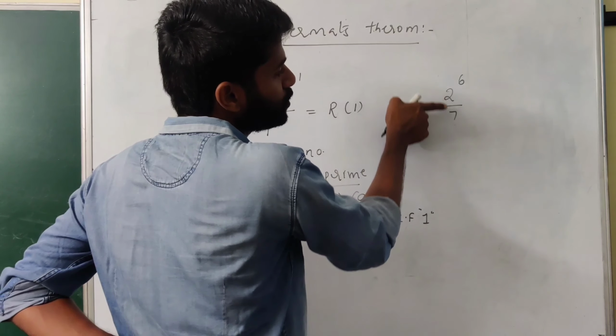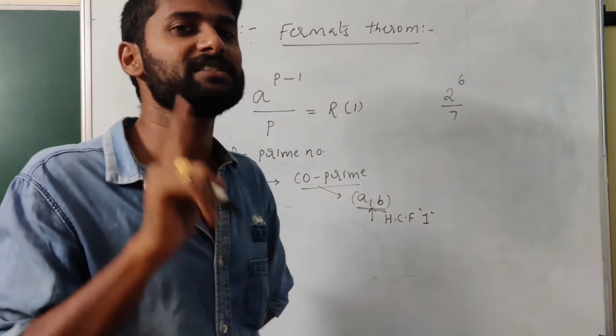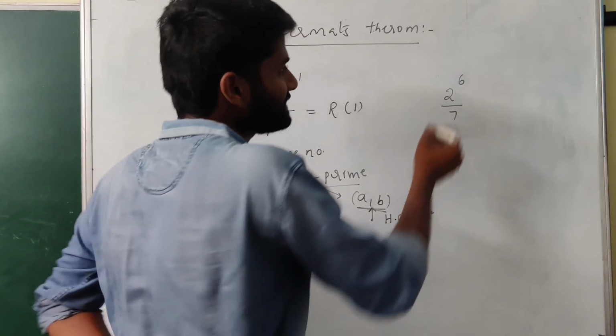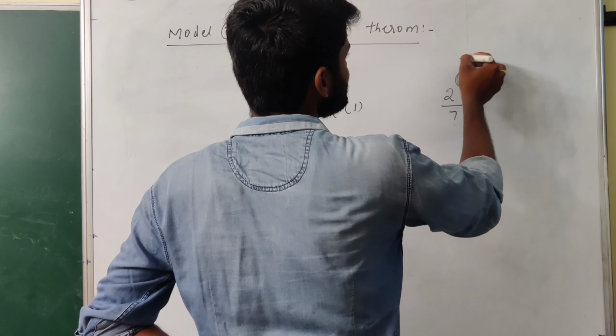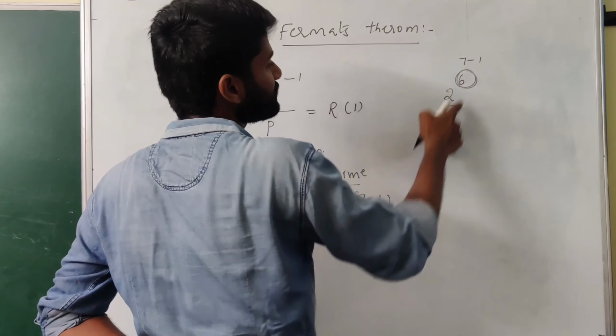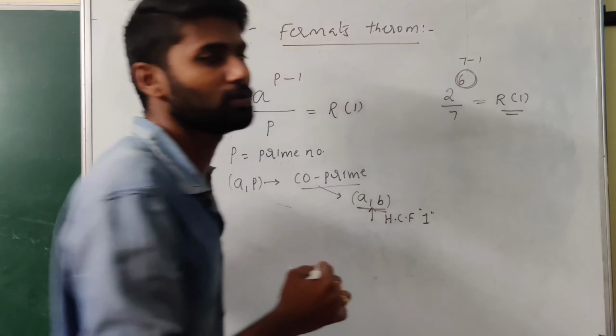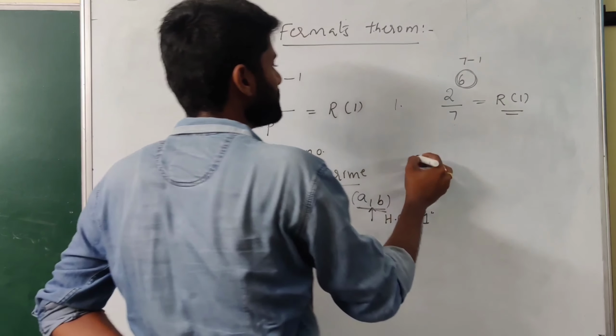If we see that 2 and 7, they are definitely co-prime. Why? Because both numbers are exactly divisible by 1 only. And see the power value: 6 can be written as 7 minus 1. So in the form of 2 power 7 minus 1 divided by 7, you can directly consider the remainder to be 1 only. Okay, let's go with another question.